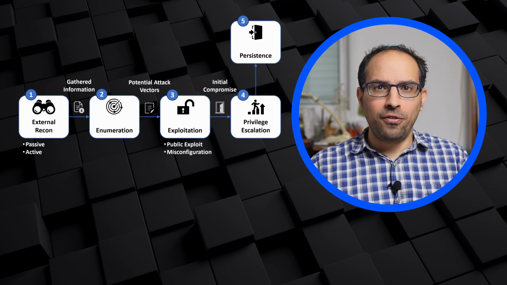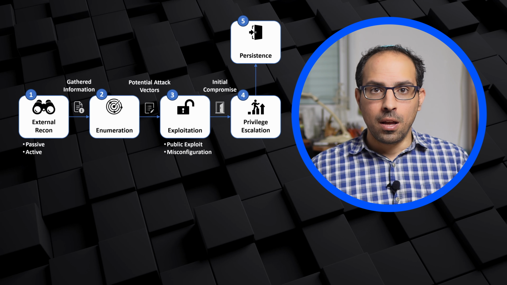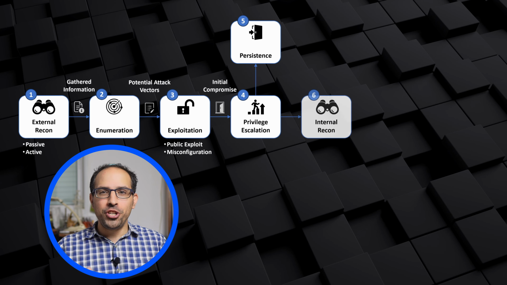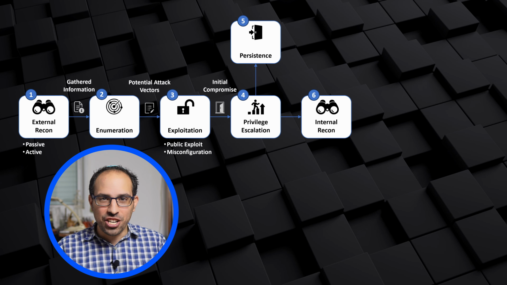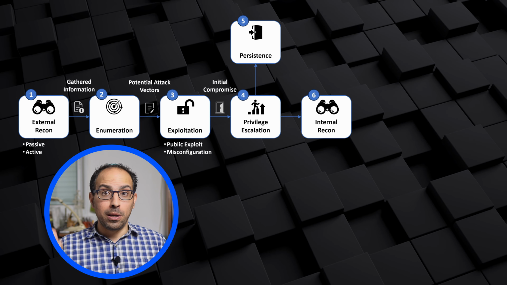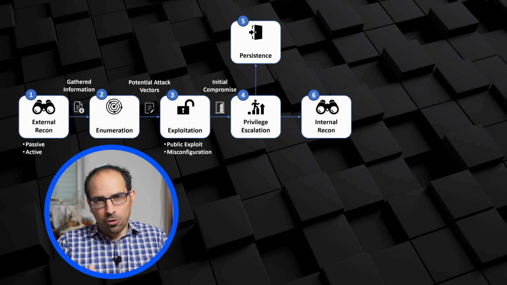There are many ways and techniques to do this, and we will learn about them later. In parallel with the fifth stage of creating persistence on the server, in the sixth stage, we can use our powerful user to collect internal information from within the organization's network, unlike the information gathering we did at the beginning of the process outside the organization's network, where the amount of information we obtained was much more limited.